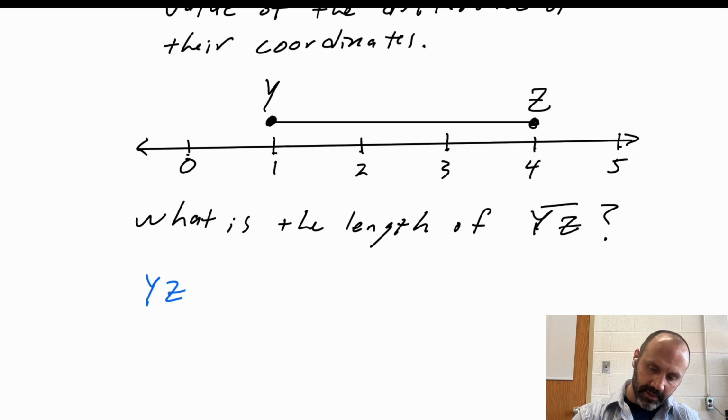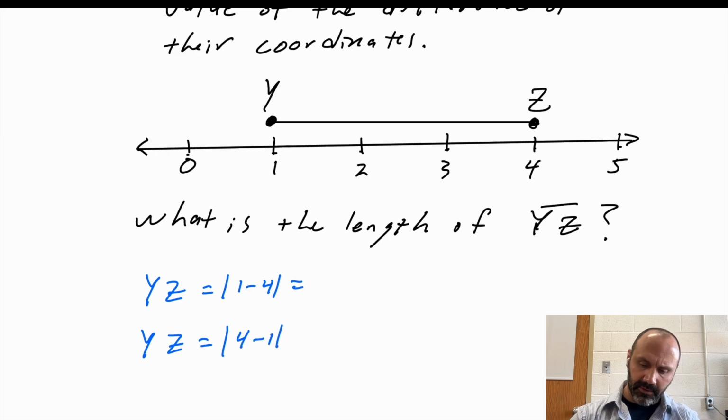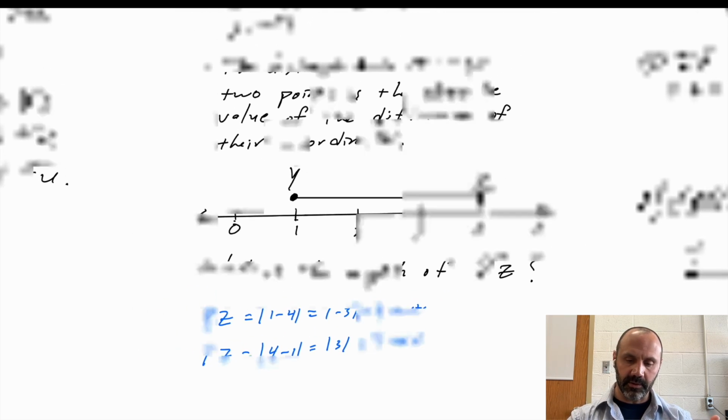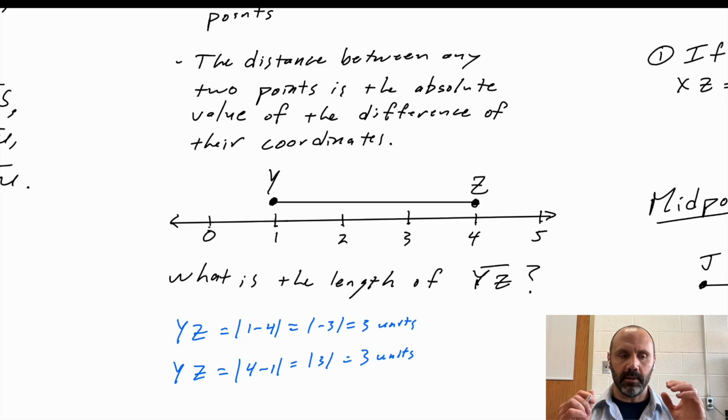The length of segment YZ is the absolute value of 1 minus 4, or theoretically, this should give us the same answer, the length of segment YZ is the absolute value of 4 minus 1. Well, 1 minus 4 is negative 3. The absolute value of that is 3. 4 minus 1 is just 3. So we get 3 units. We don't know what the units are here. It's not given to us, but that's okay. That's what the ruler postulate says. So it's just about having a unit of measurement and then being able to measure things. That's it.